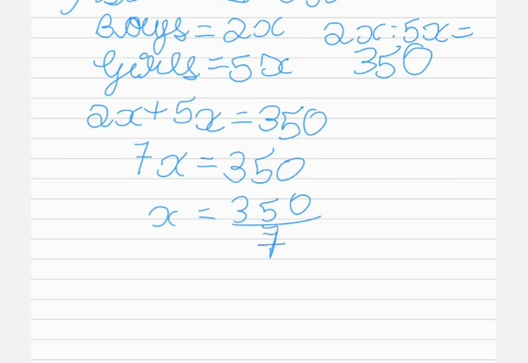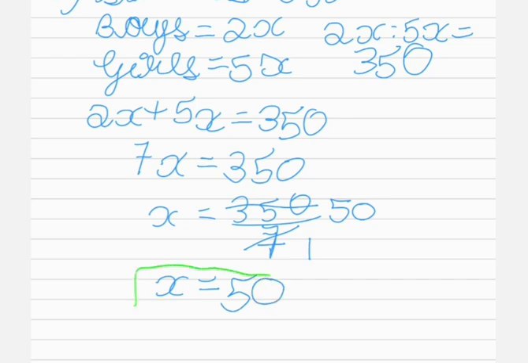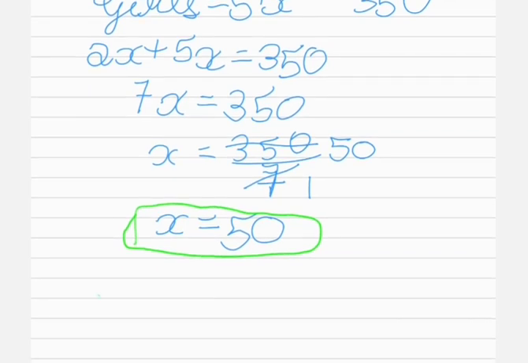350 by 7 is equal to 50. So x will equal 50. You got the value of x, which is 50. So now let us find the value of 2x and 5x.